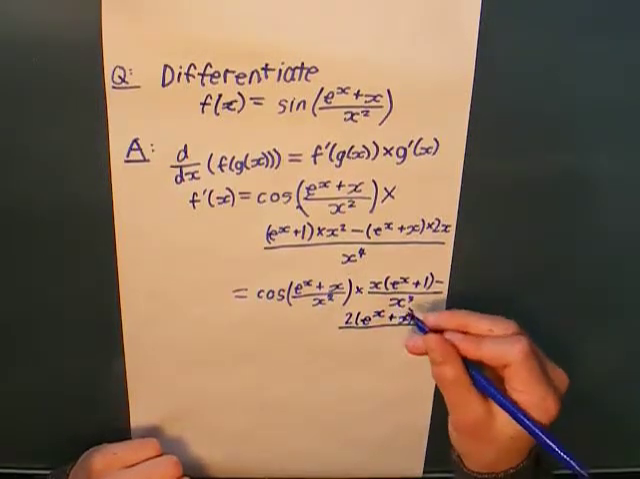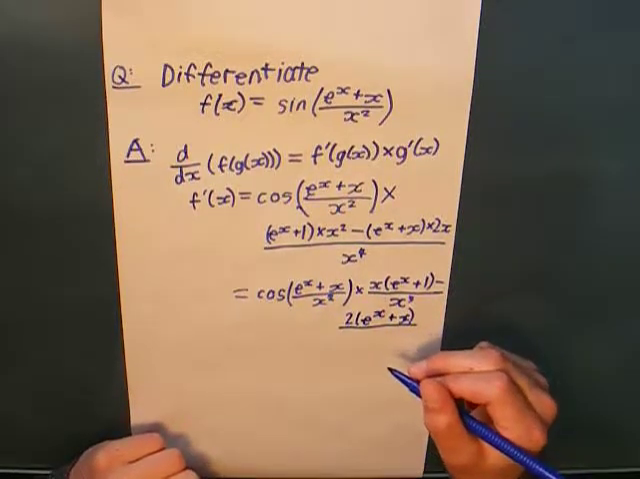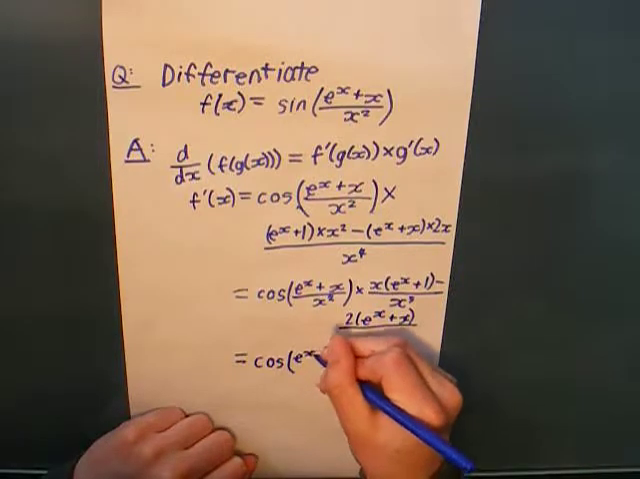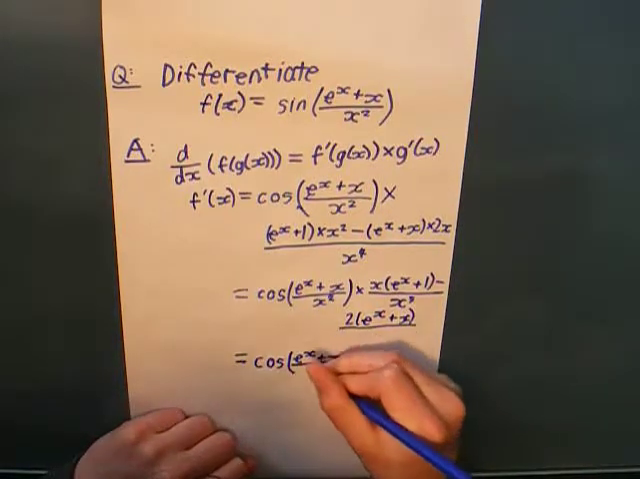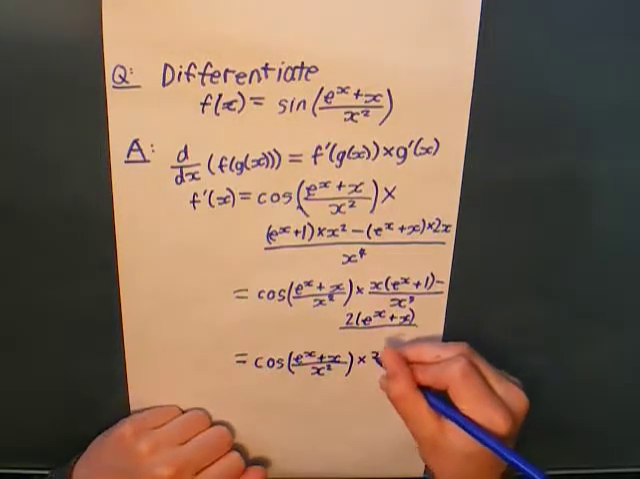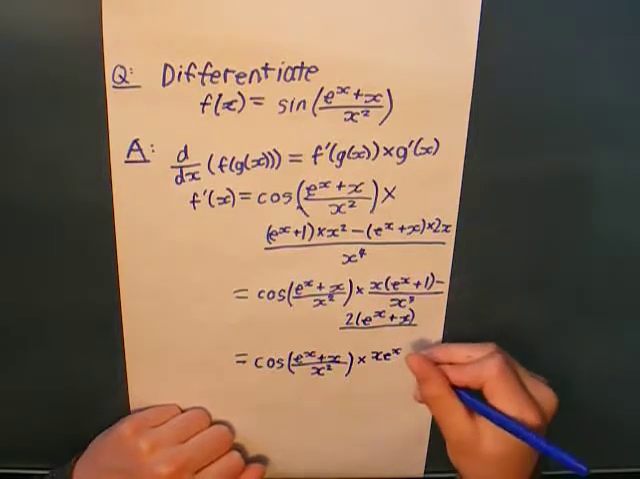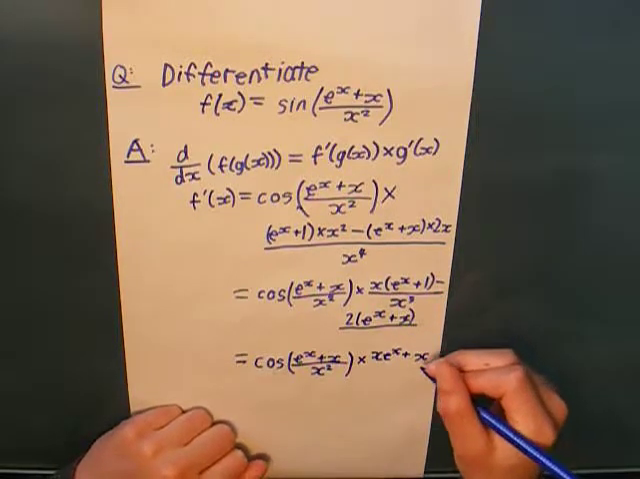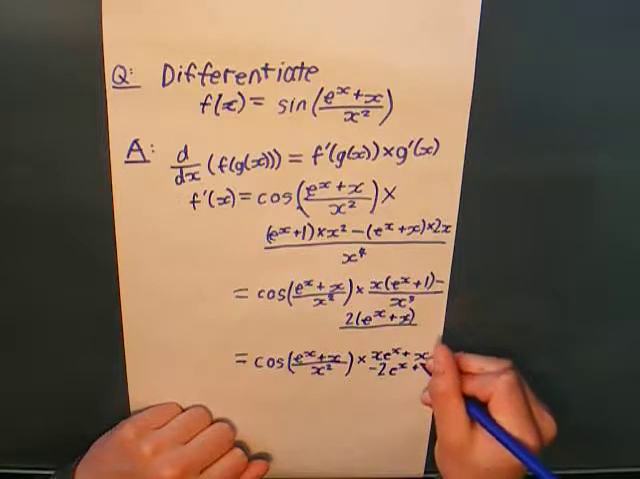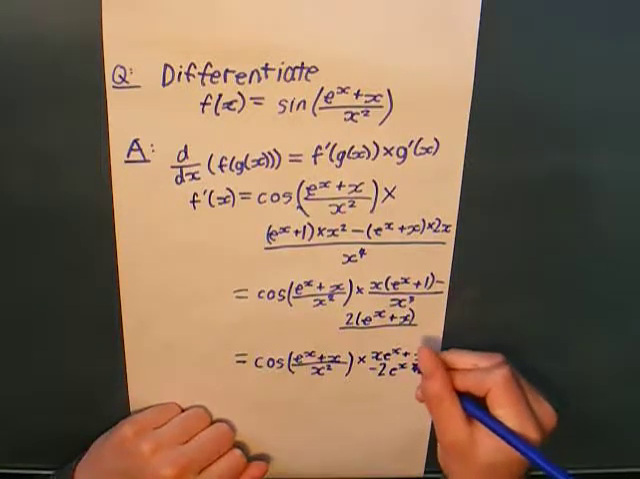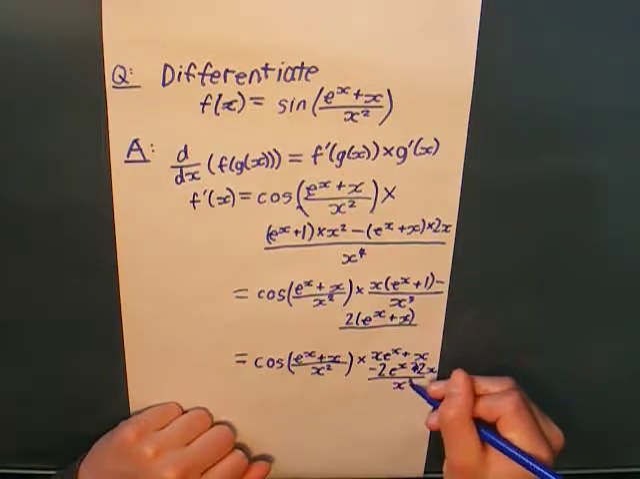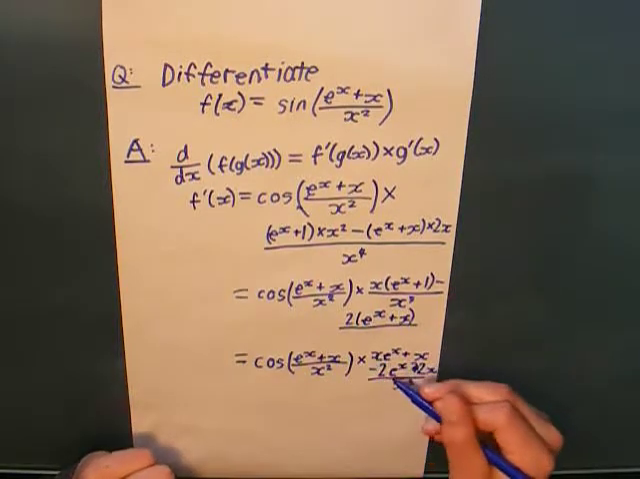So now I've got x e to the x plus x minus 2e to the x minus x, which equals cos of (e to the x plus x) over x squared times x e to the x plus x minus 2e to the x plus 2, well actually, my mistake, it's a minus 2x, all over x cubed.